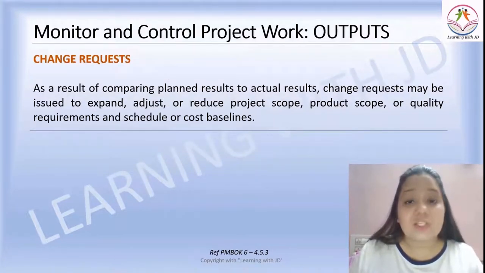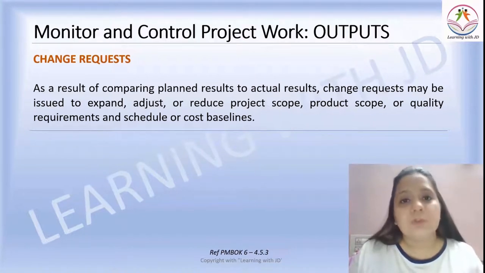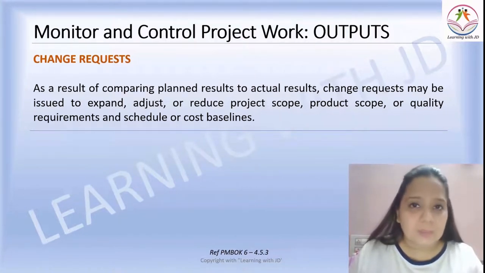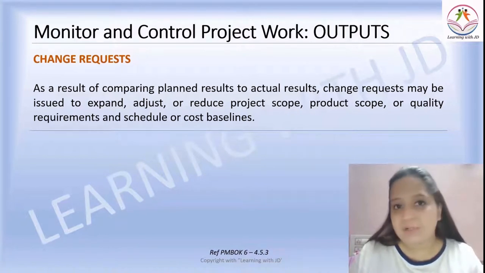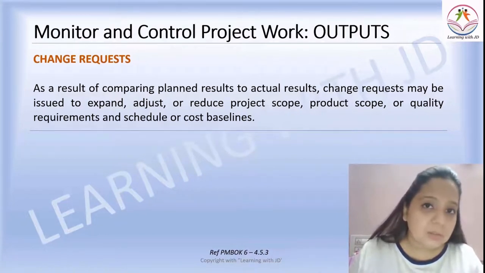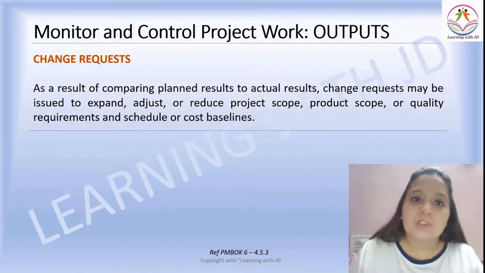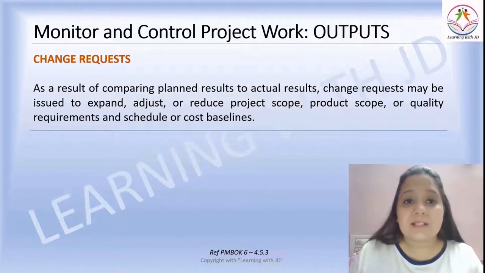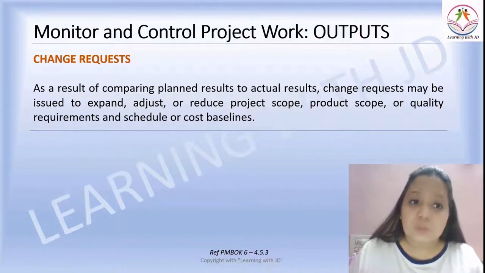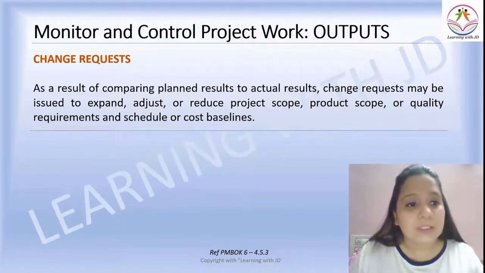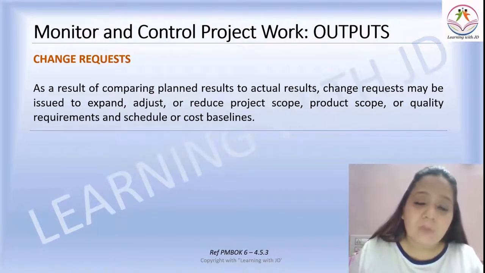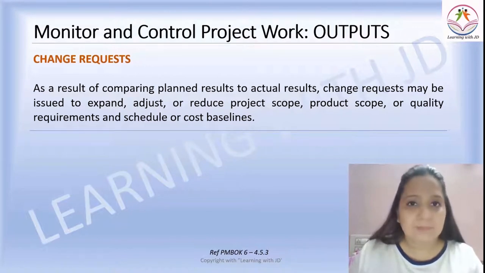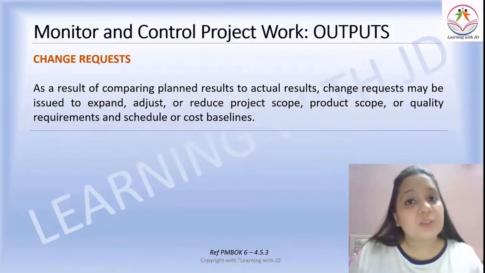Then there can be change requests coming up here. Now this is the first time that a change request is coming. Till now you were executing the project. When you are monitoring and controlling, you either need to take a corrective action or a preventive action, or you need to change the scope of the project. That is what is known as a change request. As a result of comparing planned results to actual results, a change request may be issued to expand, adjust, or reduce the project scope, quality requirements, or schedule or cost baseline. So it all depends upon whatever the change request is.